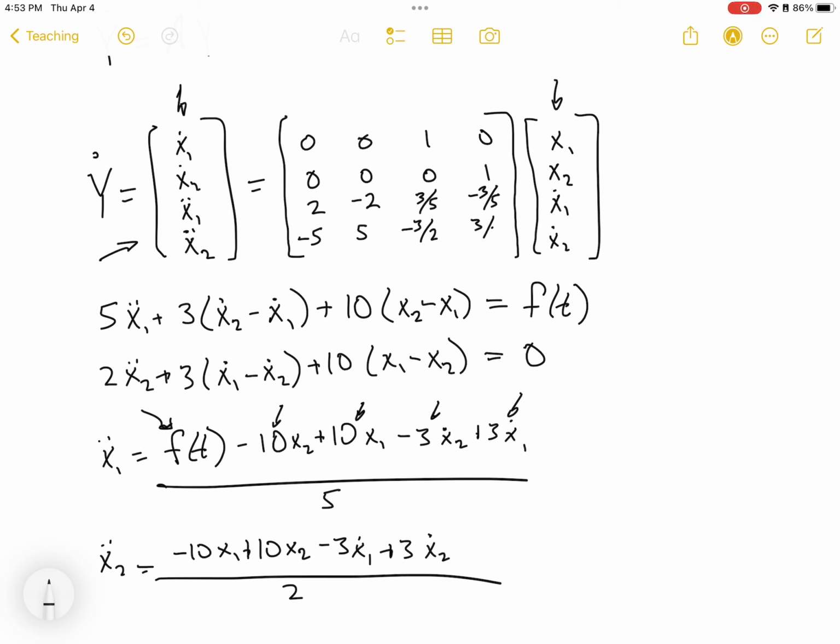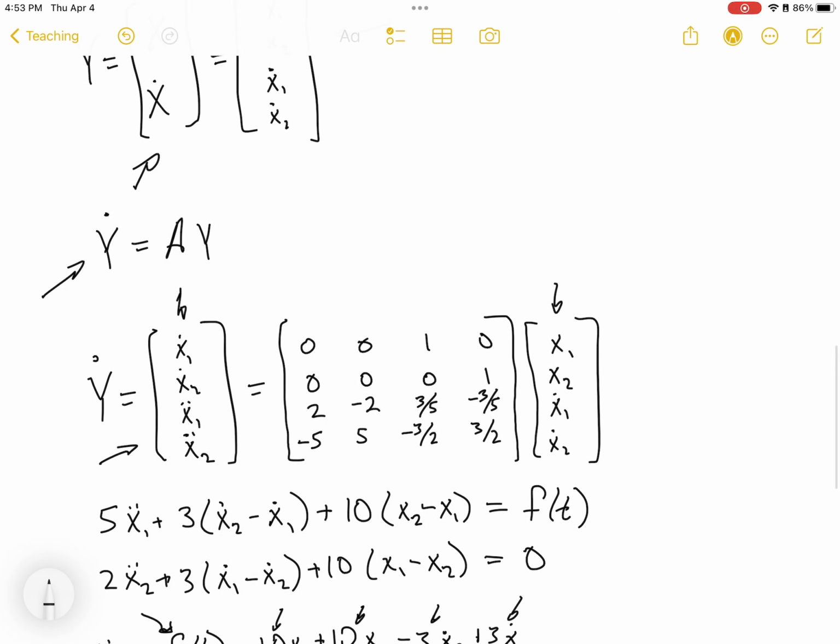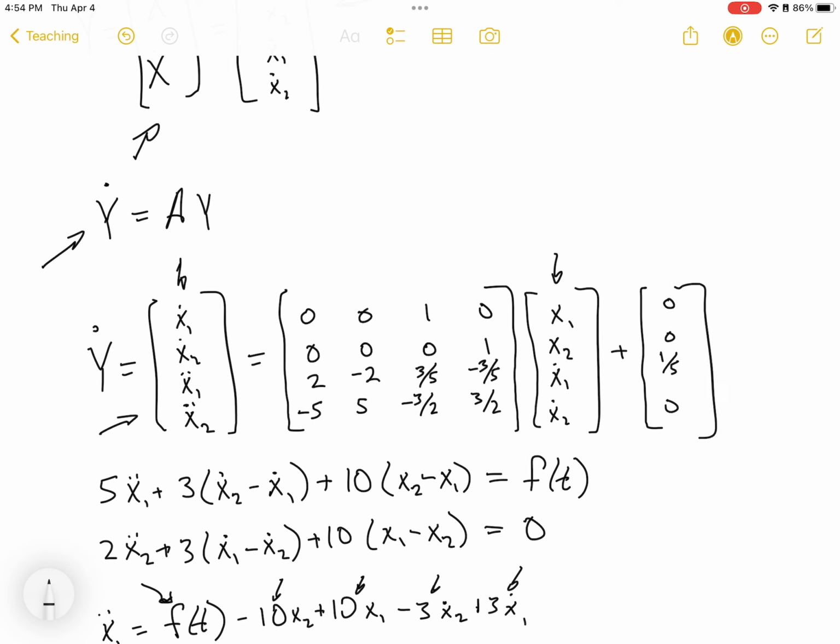So now we have something that looks like y dot equals a times y. And this is the homogeneous term. But we have to add on that f of t, so x1 dot is just equal to x1 dot, x2 dot is just equal to x2 dot. X1 double dot has an f of t over 5. Let's just do this. It's going to be 1 over 5. And x2 dot doesn't have anything. And this is all multiplied by f of t.